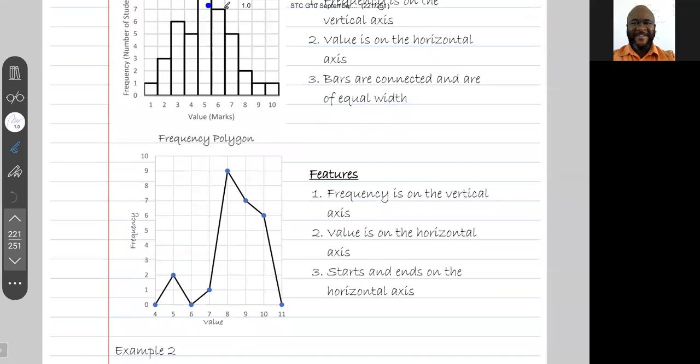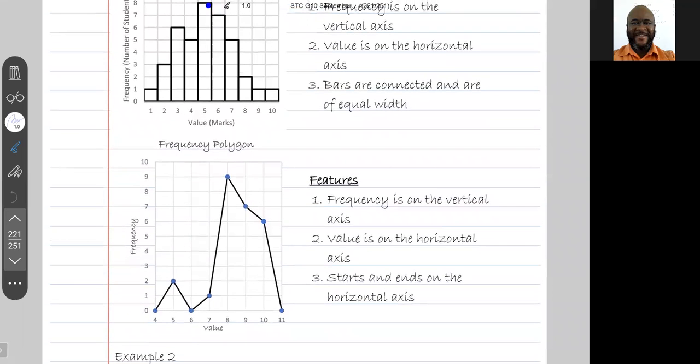Guys, next we have the frequency polygon. You could be asked to draw a frequency polygon on the ungrouped data. Frequency is on the vertical axis, value is on the horizontal axis, and this is important: the frequency polygon must start and end on the horizontal axis. It normally is started at the value before the first value in your data and ends at the value after the last value in your data. I will show you that in action.